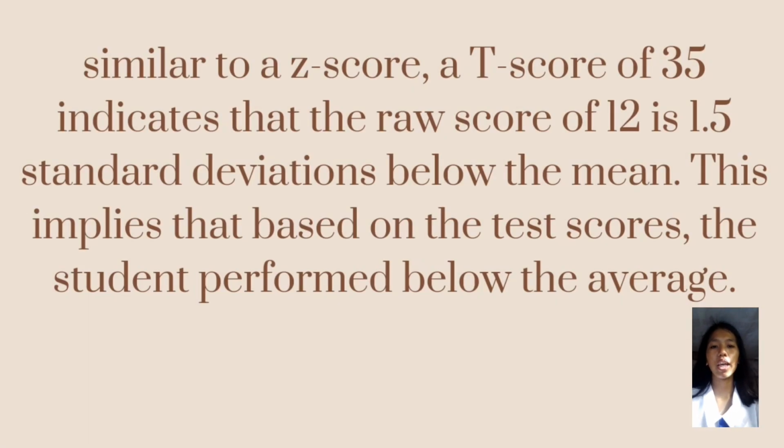Hence, similar to a z-score, a T-score of 35 indicates that the raw score of 12 is 1.5 standard deviations below the mean. This implies that based on the test scores, the student performed below average. The student scored below average because it's just 35 and the mean is 50.